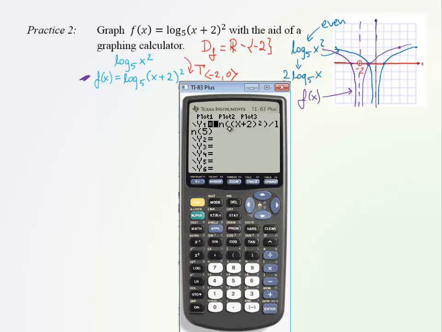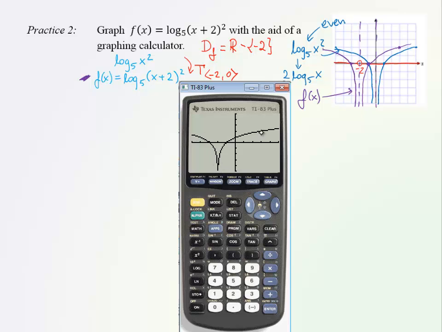ln, open a bracket, x plus 2 squared. We need to close this bracket. Remember to close that bracket. Divide by ln of 5. Again, we need to close this bracket. I already prepared a window from -5 to 5, so let's just graph in the window -5 to 5, and on the y-axis also -5 to 5.